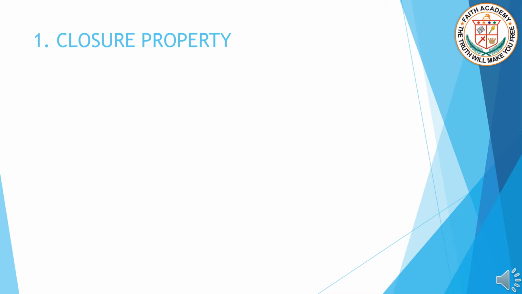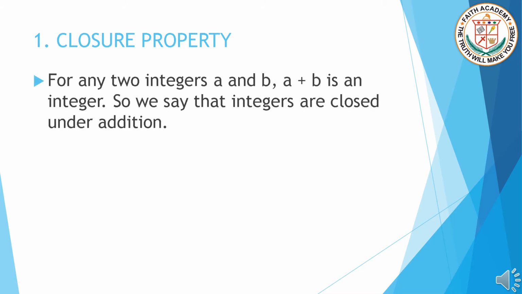Closure property says that whenever we are adding two integers, the sum that we get should also be an integer. If it is an integer, then closure property is satisfied. Let us look to some examples. Here 4 plus 2, where 4 and 2 are integers and sum of 4 and 2 gives us 6, which is also an integer. Another example, minus 8 plus minus 4.